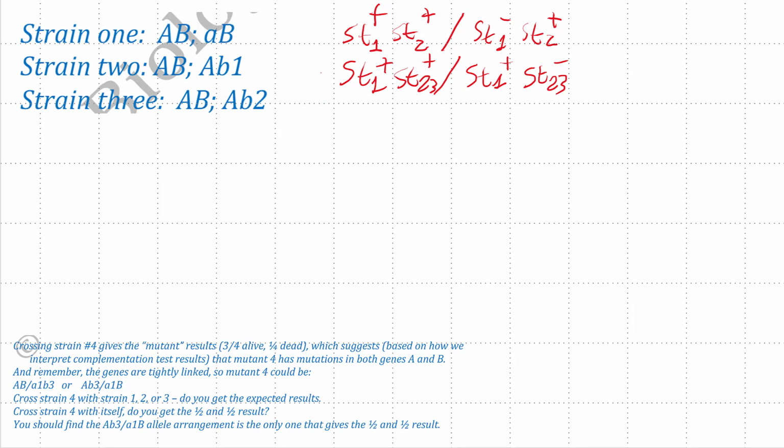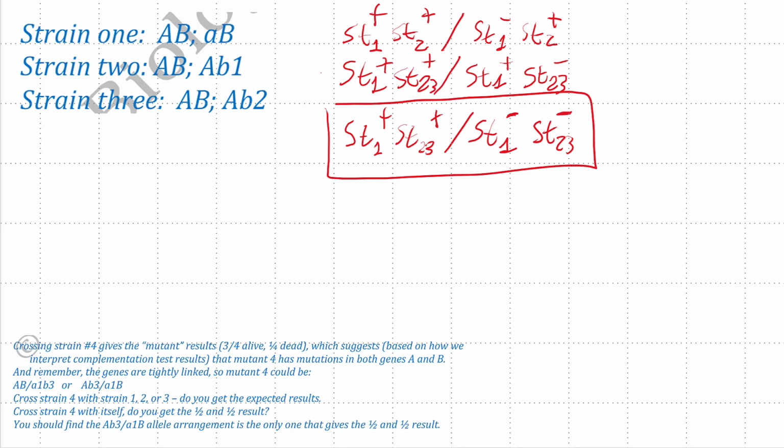And then we add the third one. It's not going to be ST4, but instead it's going to be ST1 plus and ST2 3 plus, and then the opposite. In other words, it's going to be a mutant for both of the different genes, one from strain 1 and the other one from strains 2 and 3. So it's going to look like this. And we have two options for the genotype.